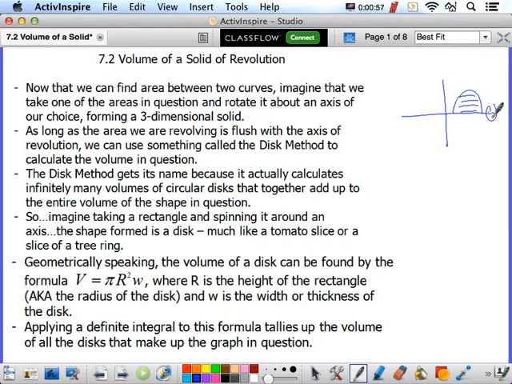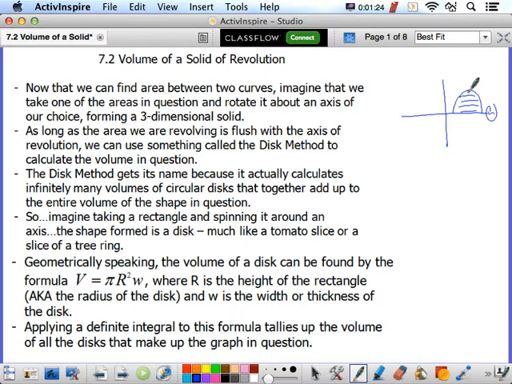Okay. So what we want to do is imagine taking a specified area beneath a curve, and then spinning it around a designated axis. Depending on which way we spin it, we'll decide what shape it makes. So we're going to learn today to calculate the volume of that shape. As long as the area we are revolving is flush with the axis of revolution, we can use something called the disk method to calculate the volume in question.